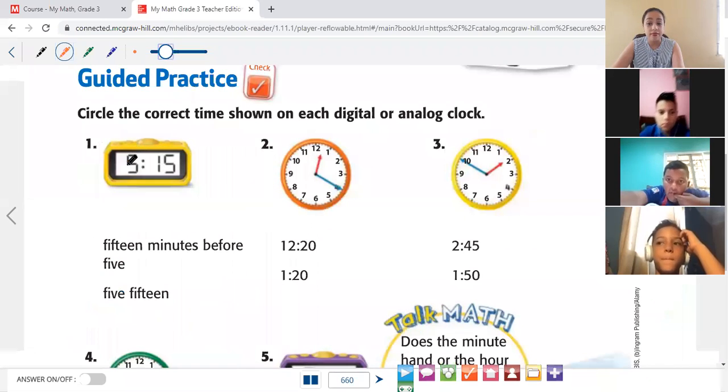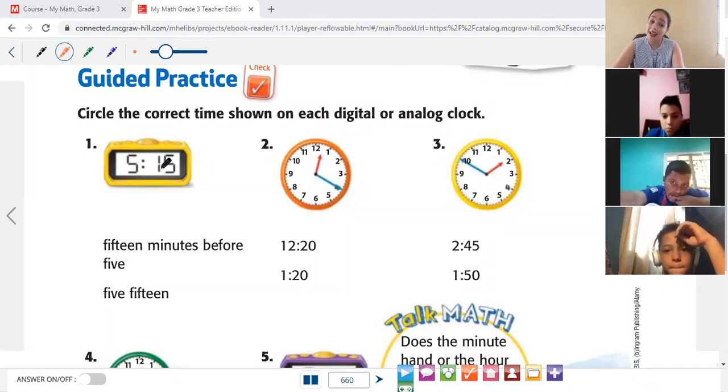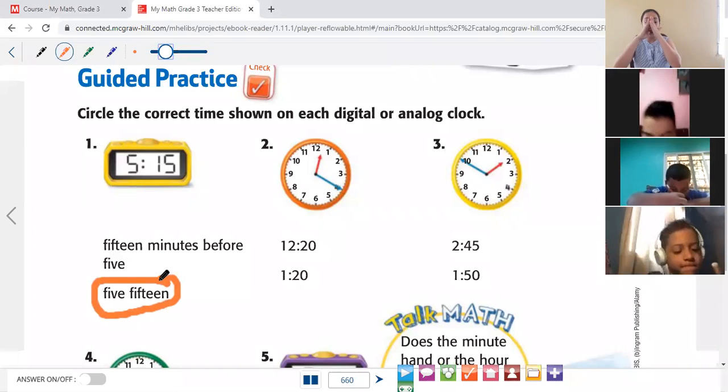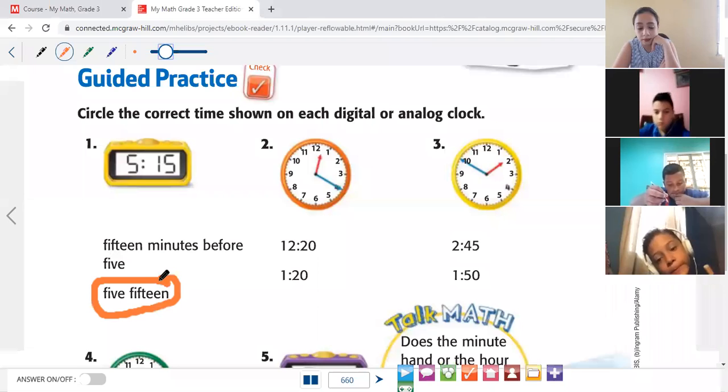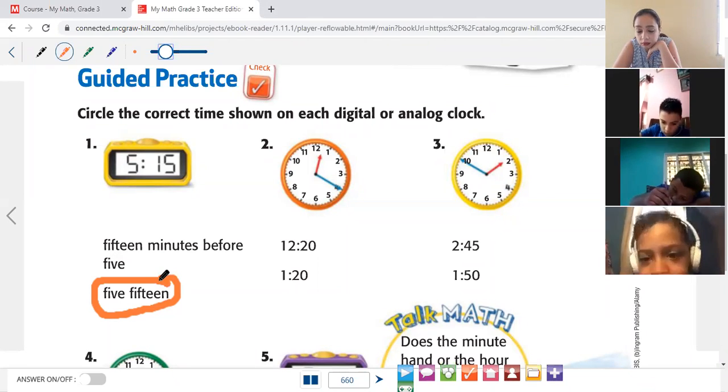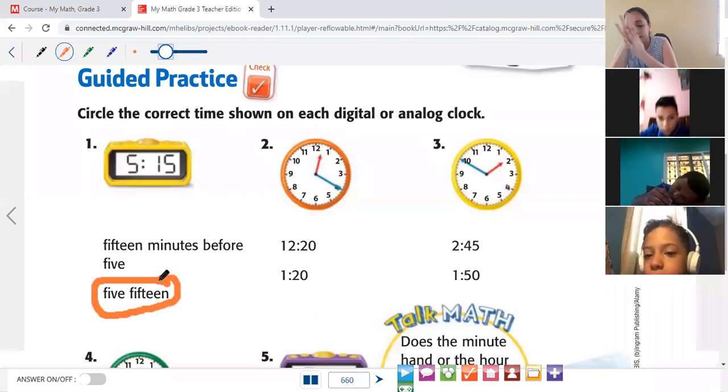It is 5:15. Do you think this first answer could be possible? 15 minutes before 5? No, right? Because 15 minutes have passed 5. So what time is it? It's 5:15. So circle 5:15, please. Circle 5:15. Is everyone ready?